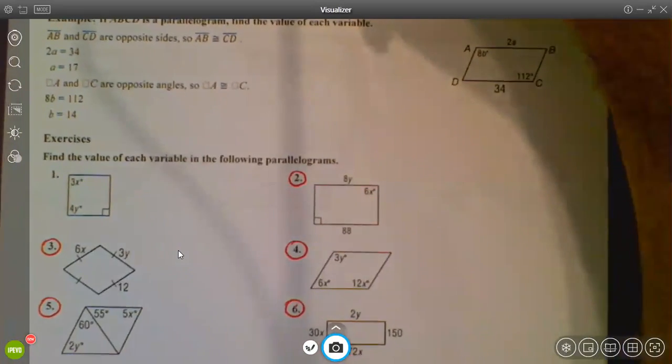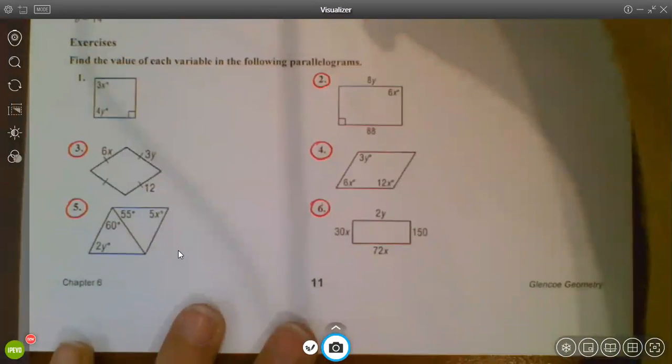So let's go down to a couple examples of our own here. Do these with me.